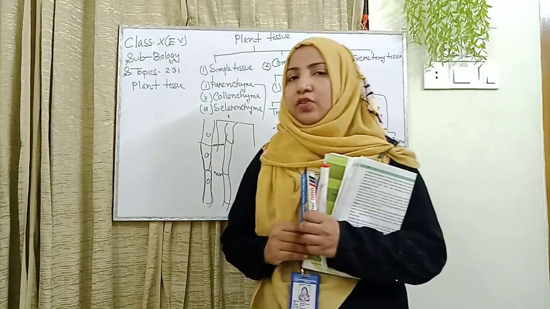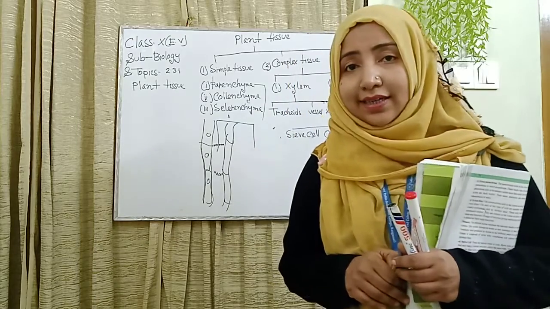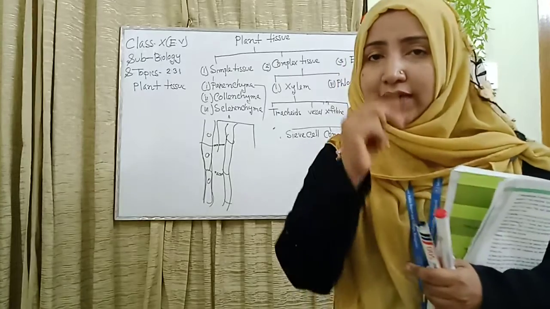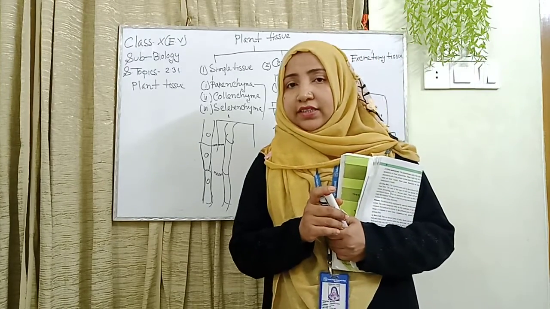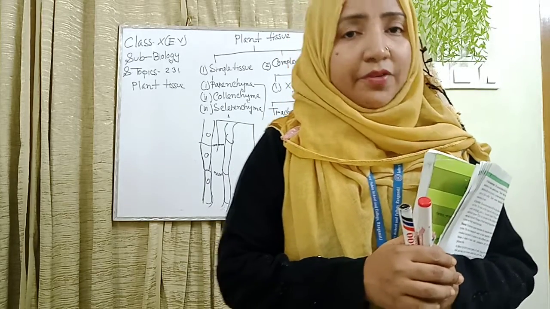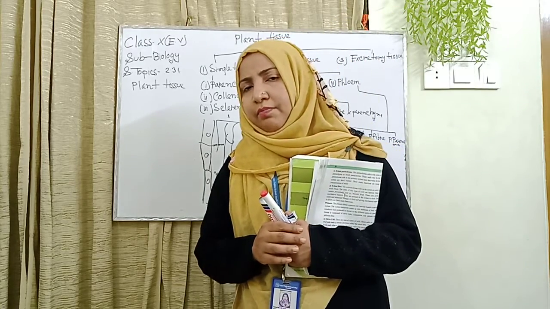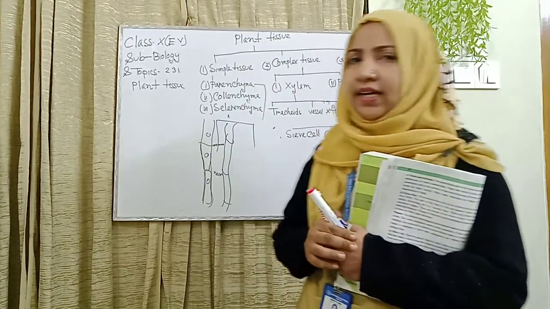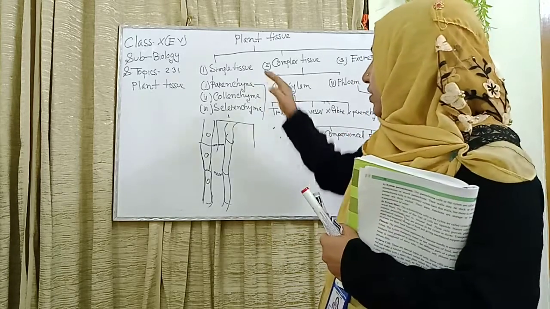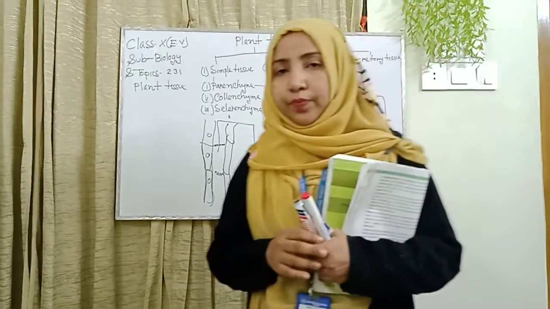Here my students, I also explained in the previous class the cell organelles. Now I also explain the plant tissue. There are basically two types of plant tissue. First is meristematic tissue and another is the permanent tissue. We know that the permanent tissue is of three types. First is the simple tissue, another is the complex tissue, and third is the secretory tissue.